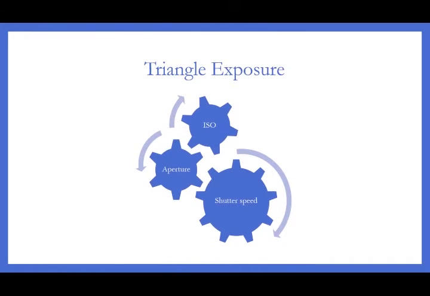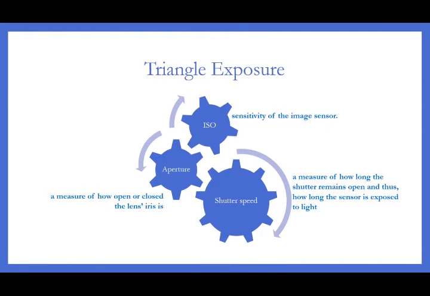The exposure triangle. There are three components of the exposure triangle, which are ISO, aperture, and shutter speed. ISO is the sensitivity of the image sensor, where aperture is a measure of how open or closed the lens iris is. The shutter speed is a measure of how long the shutter remains open and thus how long the sensor is exposed to the light.